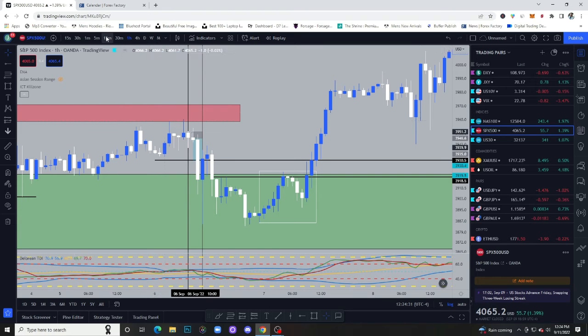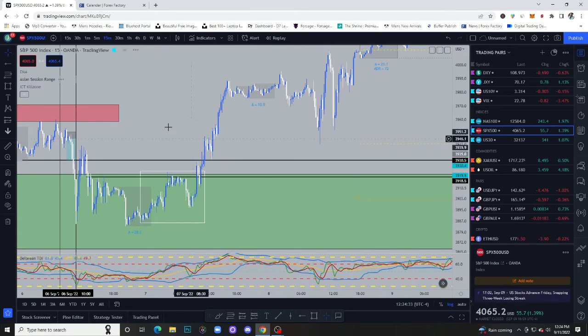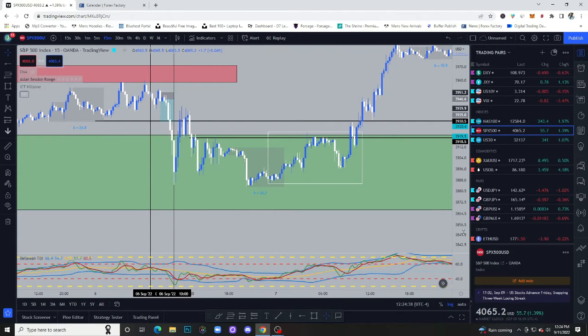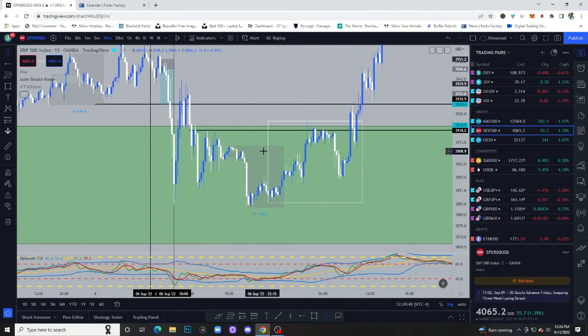So I'm gonna come down to the 15-minute. We're actually gonna break this down over here. All right, and this is how I trade. This is the Asian session range right here. And the reason why I use the Asian session range is because Asia usually forms the high and the low of the next day. That's usually how it goes with the Asian session.